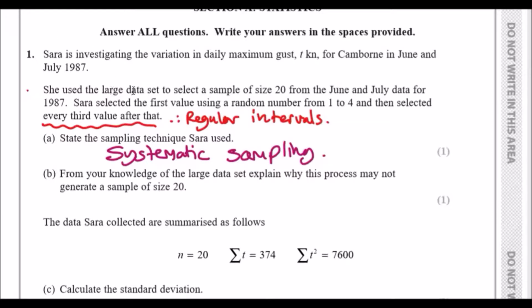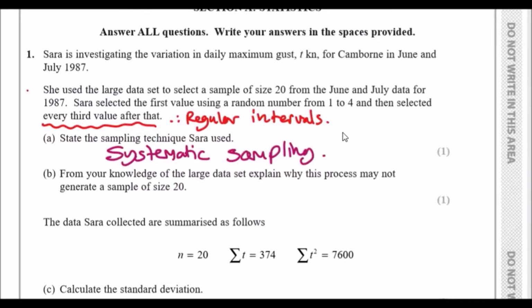She used the large data set to select a sample of size 20 from the June and July data. It's not quite specific here, but I'm assuming days, because we're talking about the daily maximum gust. So let's assume there are up to 61 days, because June has 30 and July has 31. Sarah selected the first value using a random number from 1 to 4 and then selected every third value after that. This is basically in regular intervals.